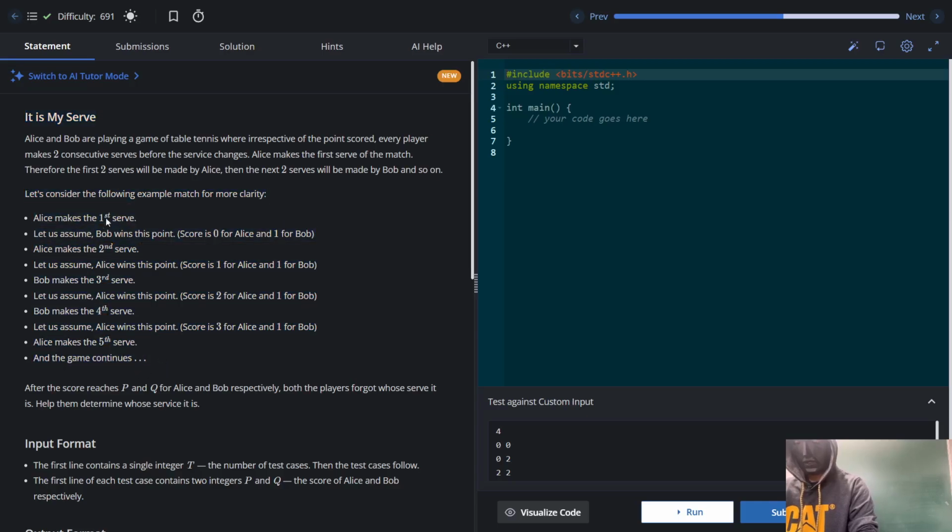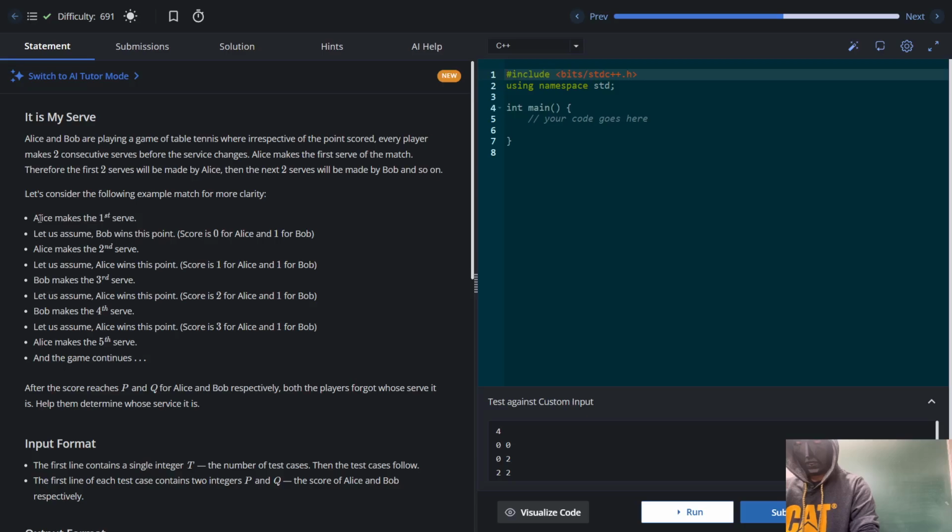So let's understand. Let's consider the following example match for more clarity. Alice makes the first serve. Let us assume Bob wins this point. Score is 0 for Alice and 1 for Bob, because initially the score of both Bob and Alice is 0. Alice makes the second serve because Alice will be making two serves consecutively, and she will start first. Let us assume Alice wins this point. Score is 1 for Alice and 1 for Bob.